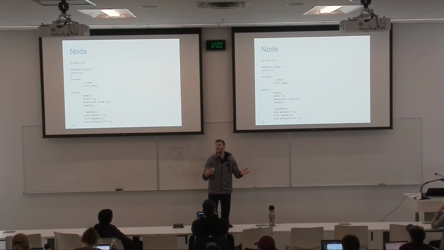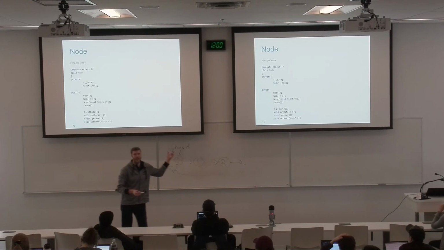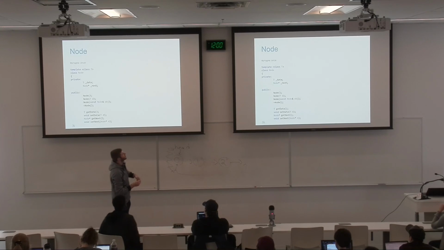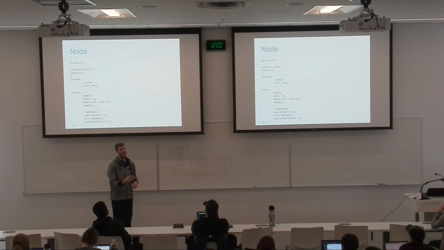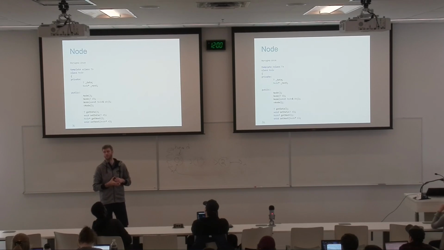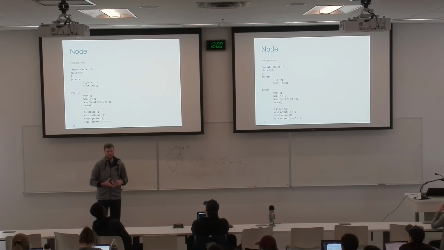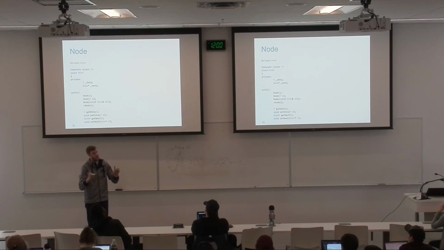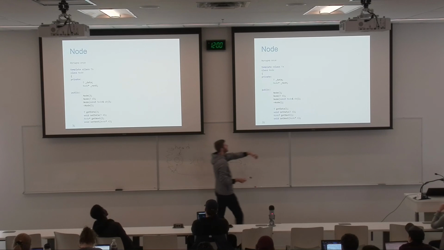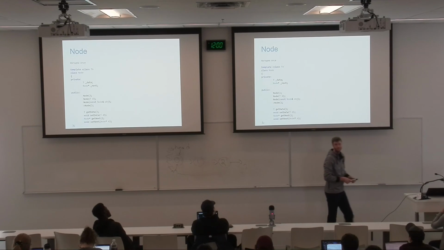T is a stand-in for the type. So, what's the type of the data in this node? T. I don't know what it is yet, but whatever it is, it's going to be T. Then when I get data, what's it going to return? Something of type T. Well, what is T? I don't know yet, but it's going to be T, whatever it is. When I set data, it needs to be of type T.